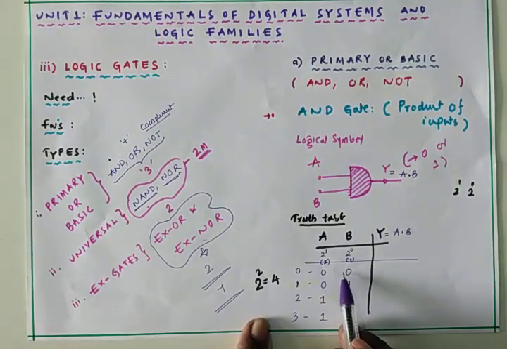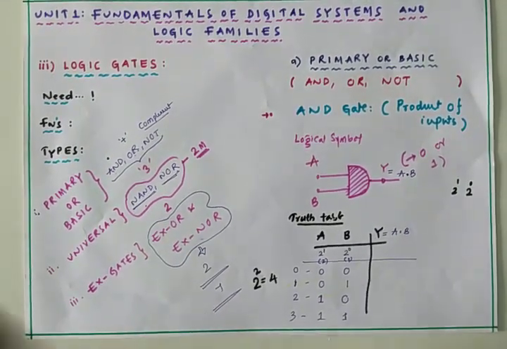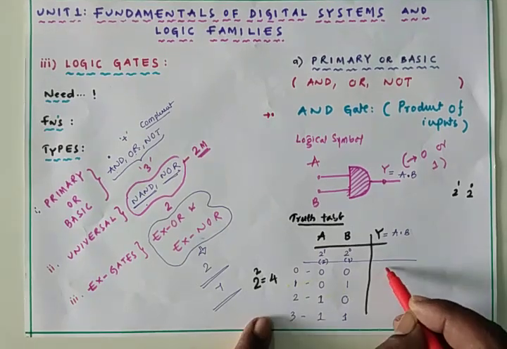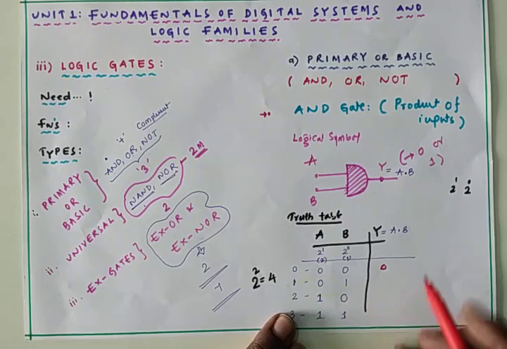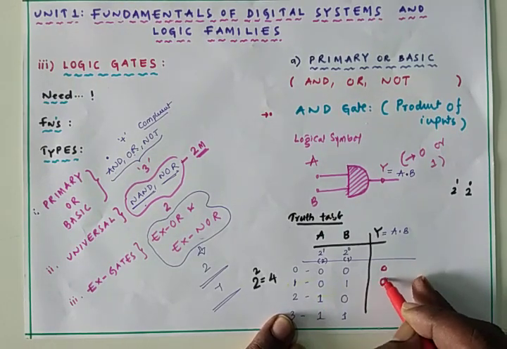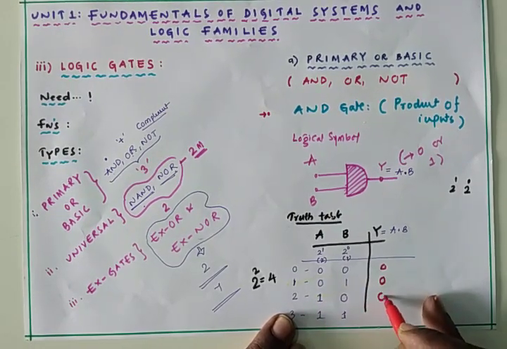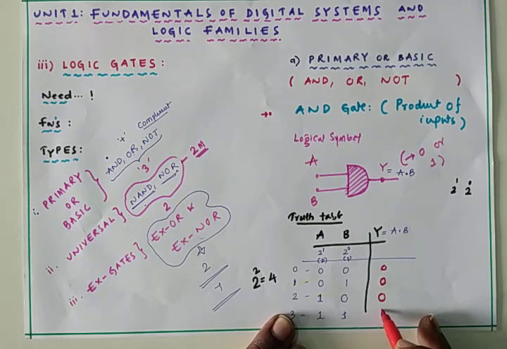A is 0, B is also 0. A is 0, B is 0 means 0 into 0, that is 0 only. Coming to the next combination, 0 into 1, that is also 0. 1 into 0, again 0. 1 into 1, that is 1.